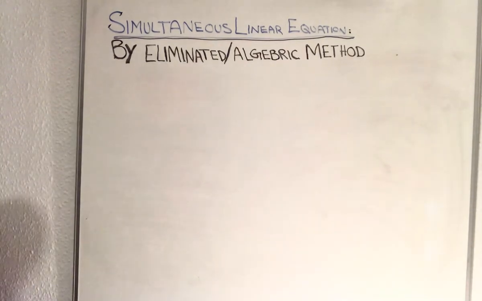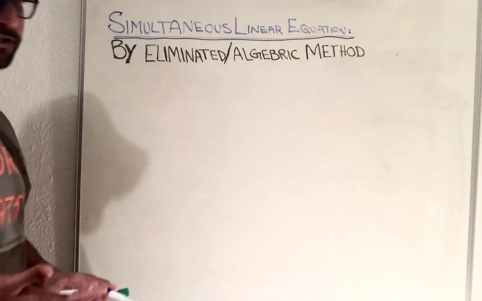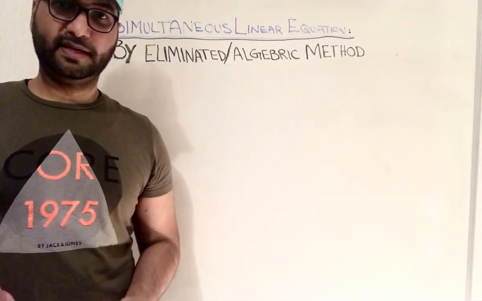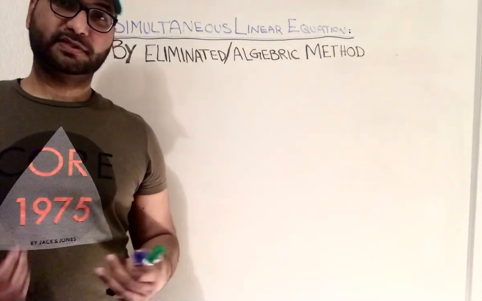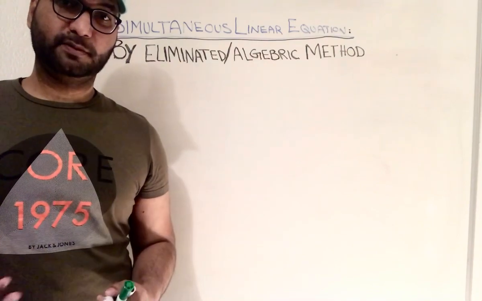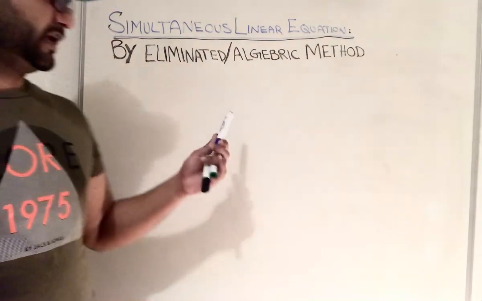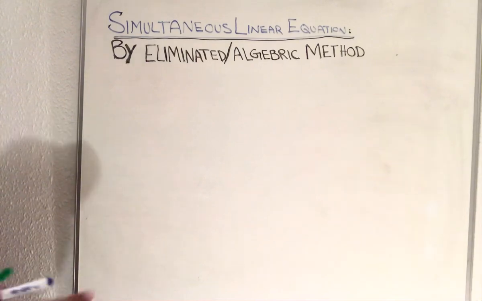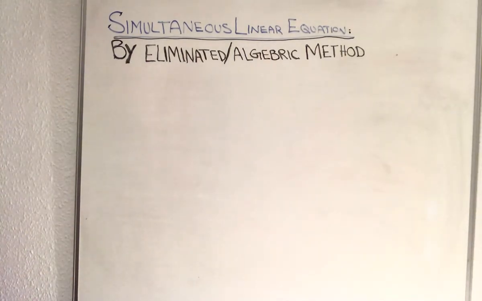Why are we saying algebraic? Because they are all in algebra, with x and y terms, and you can add, subtract, multiply or divide. When you divide in an algebraic expression the equation changes a bit, but you have to use the same operation on both sides. This is the first one.